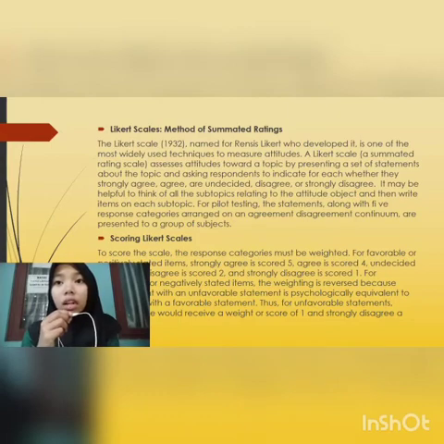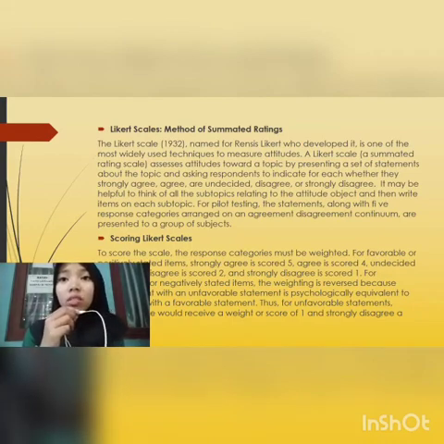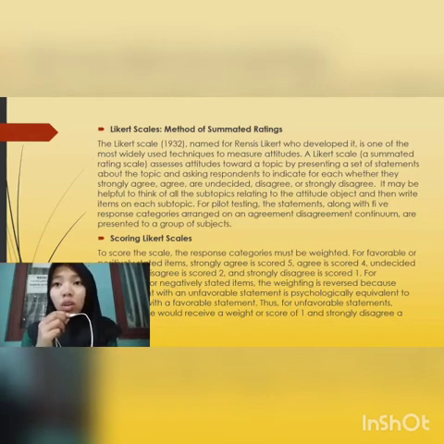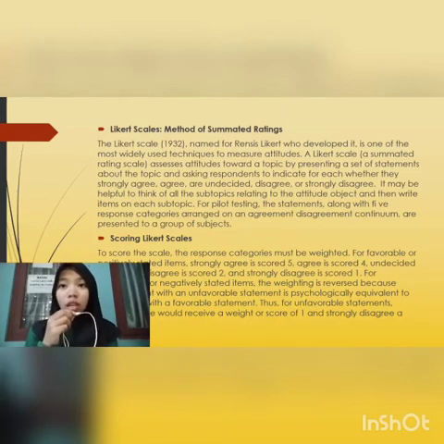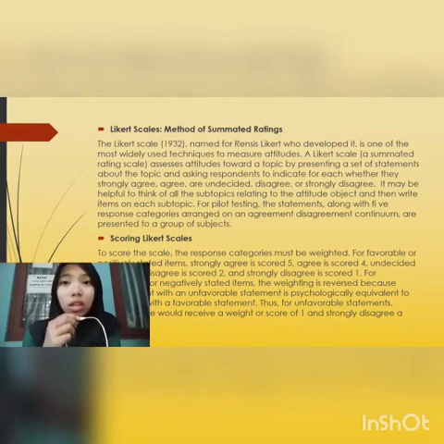A Likert scale, or a summated rating scale, assesses attitude toward a topic by presenting a set of statements about the topic and asking respondents to indicate for each whether they strongly agree, agree, are undecided, disagree, or strongly disagree. It may be helpful to think of all the subtopics relating to the attitude object and then write items on each subtopic. For pilot testing, the statements along with 5 response categories arranged on an agreement-disagreement continuum are presented to a group of subjects.